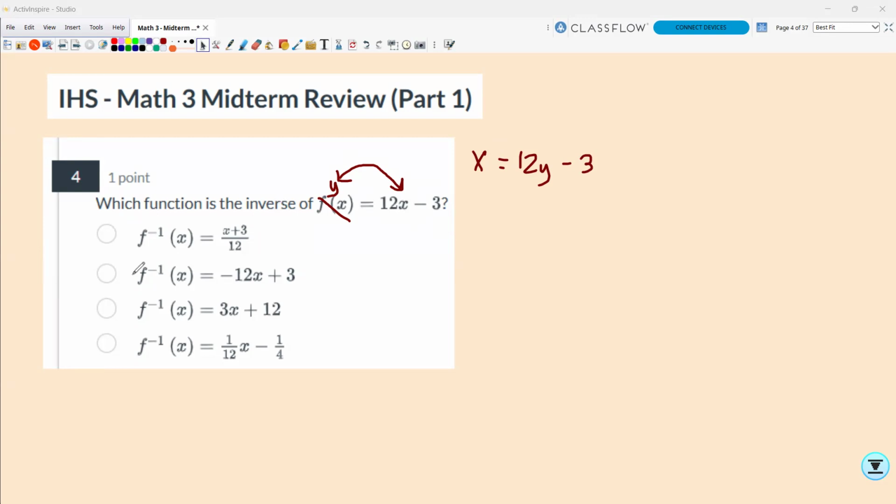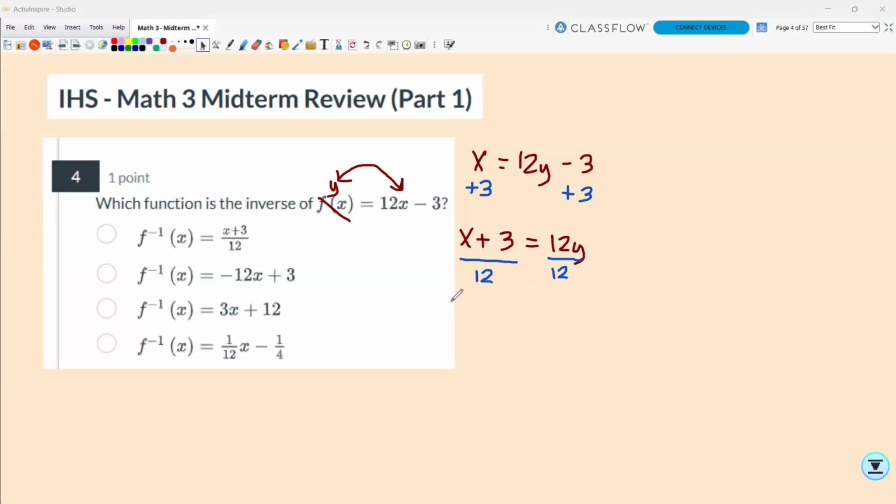So as we're solving for y, we're going to follow the typical ways to solve equations. We want to get the y by itself, so we're going to add 3 to both sides. And that's going to give you x plus 3 is equal to 12y. Our next step is to divide both sides by 12. So when you do that, you're going to put 12 under each side.